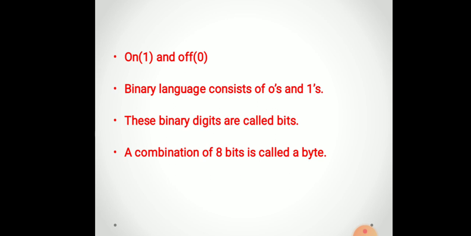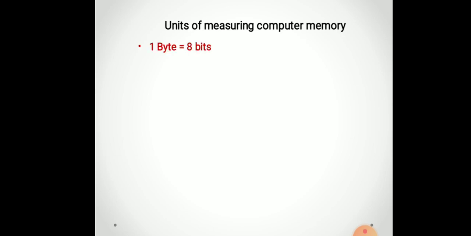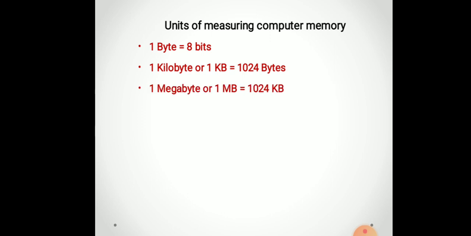So shall we see a table for measuring the computer memory. 1 byte is equal to 8 bits. The next term, kilobyte. 1 kilobyte is equal to 1024 bytes. Next, megabyte. 1 megabyte is equal to 1024 kilobytes.